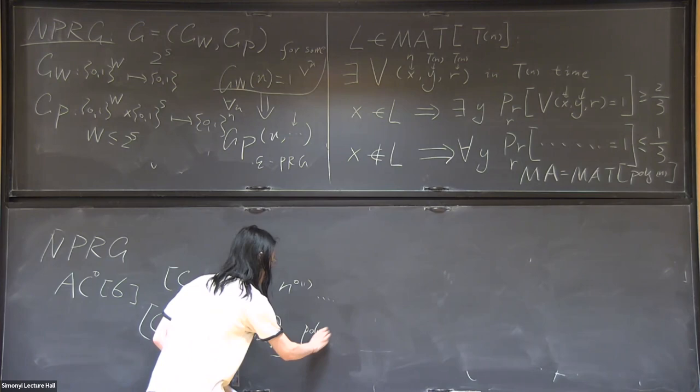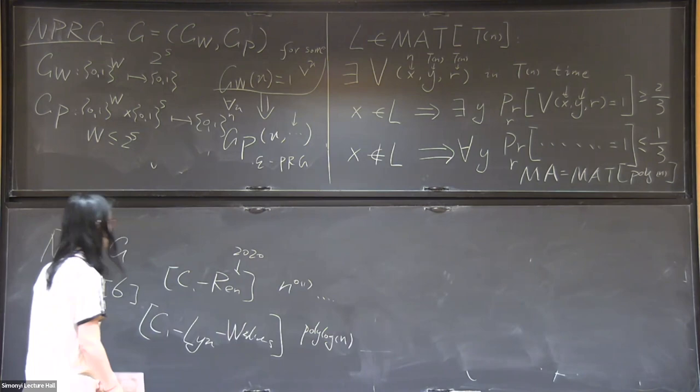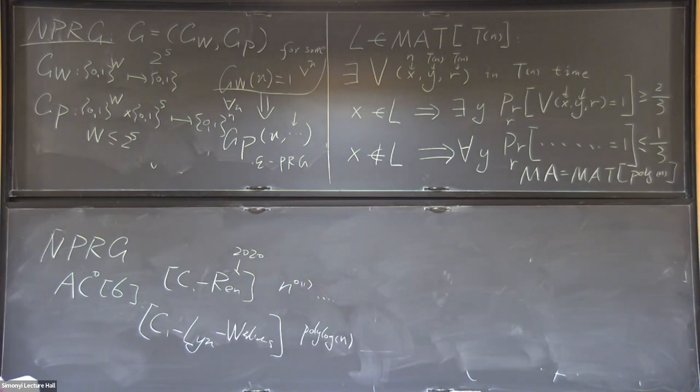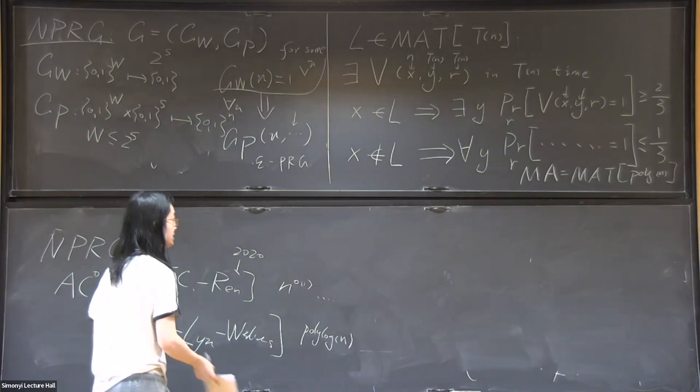And this is the result I'm going to cover here. In this work, we give a polylog seed length non-deterministic PRG for AC0[6]. And that's going to be very useful. Suppose this V is computable in AC0[6], then my NPRG can derandomize this Merlin-Arthur time, right?